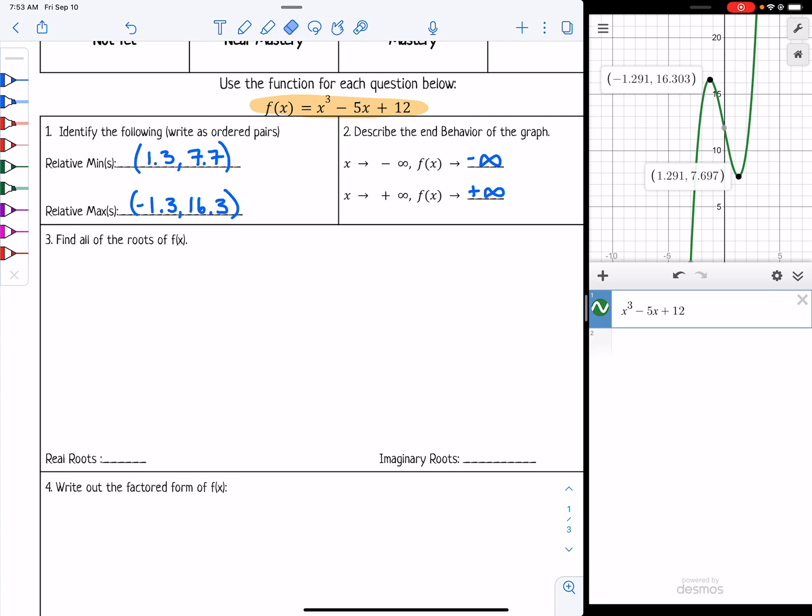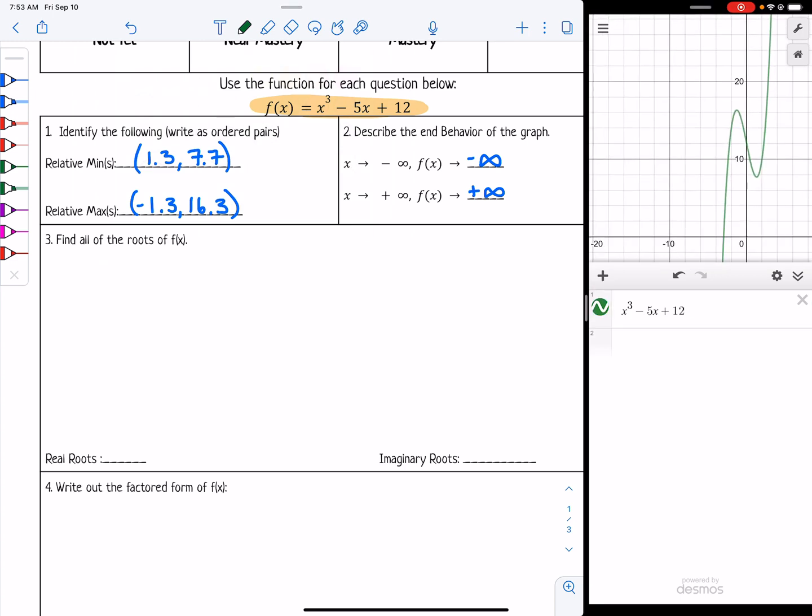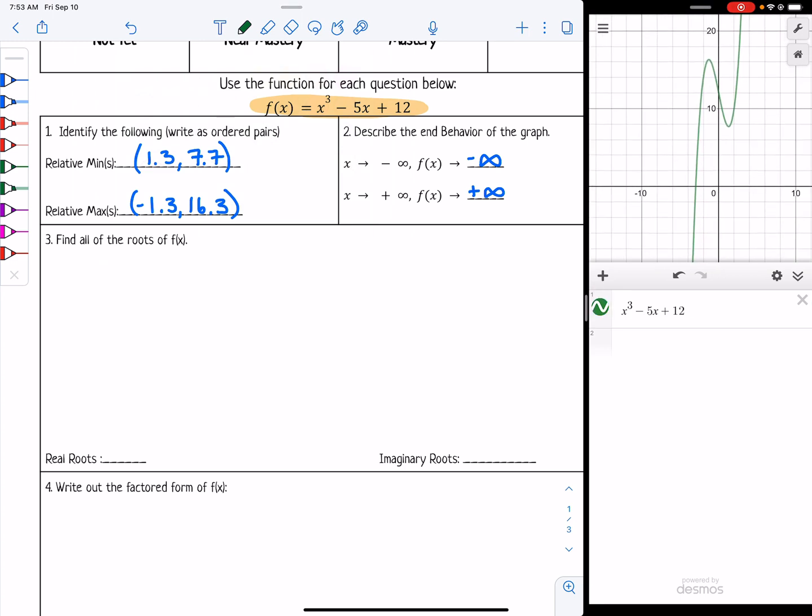It says find all the roots of f of x. If we look at our graph, and this is still using that same function at the top of our page, let's write that out. For f of x equals x cubed, I notice there's no squared term, so I'm going to put in 0x squared minus 5x plus 12. And I can see that I have a root at negative 3.